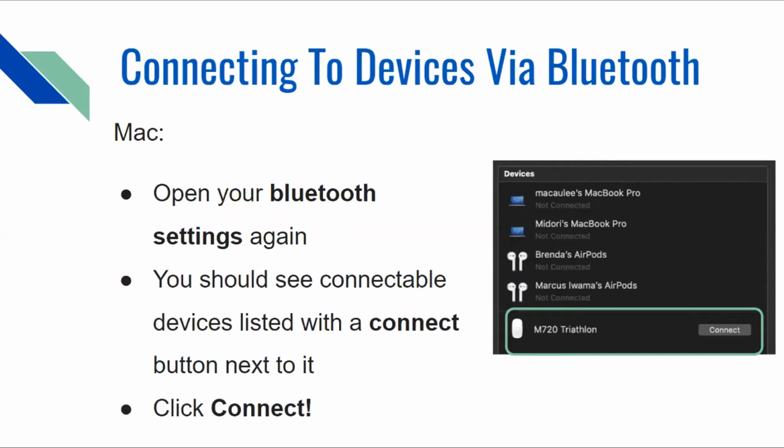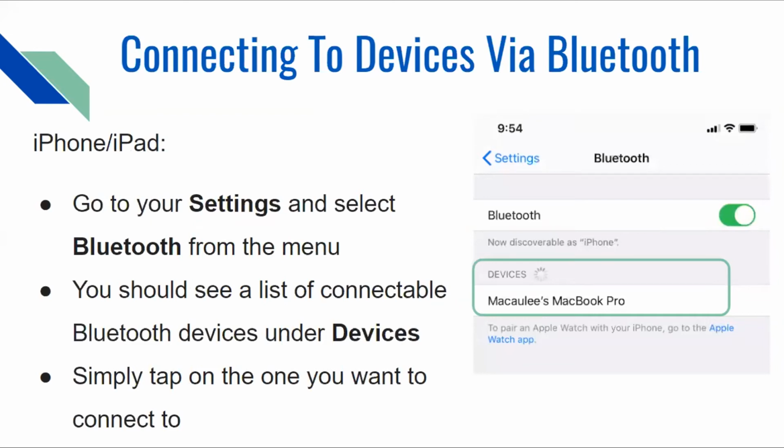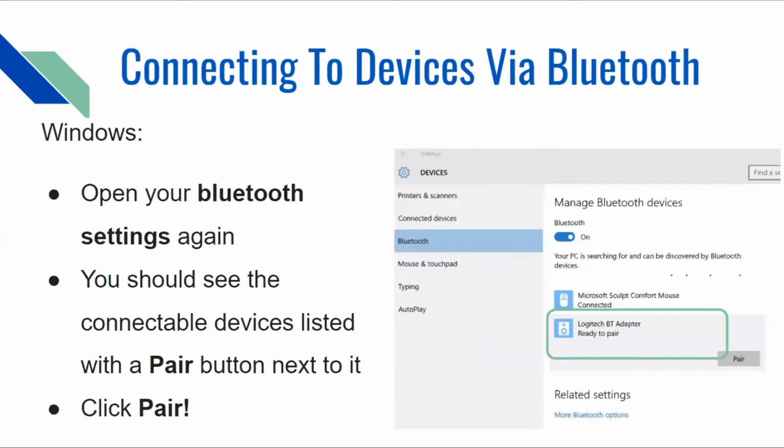Connecting to devices via Bluetooth with Mac. Open your Bluetooth settings again. You should see connectable devices listed with a connect button next to it. Click Connect. iPhone/iPad. Go to your settings and select Bluetooth from the menu. You should see a list of connectable Bluetooth devices under Devices. Simply tap on the one you want to connect to.